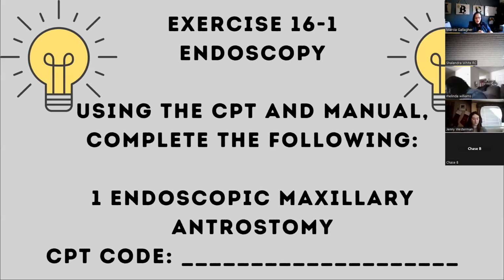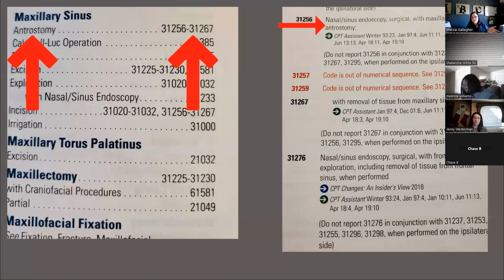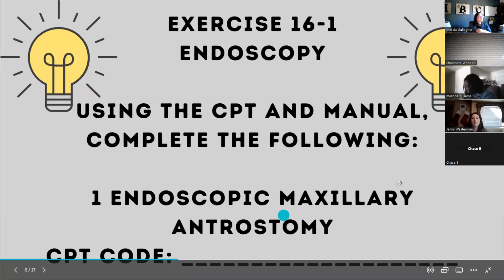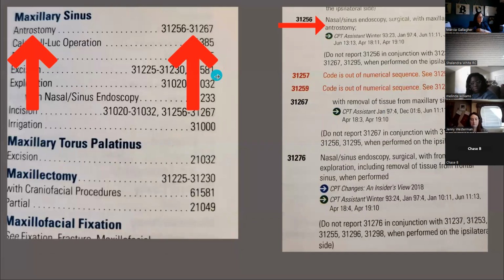So do we want to talk about what we're going to look for? Well, I'm not going to do that because I've already taken pictures and done it, because we have some new students without manuals. So you're going to look under maxillary sinus in the CPT index.